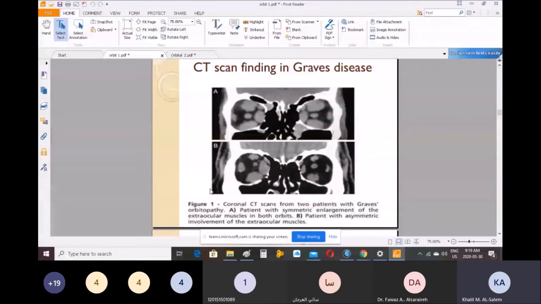So this is a CT scan showing the coronal section. As you can see, the muscles are really large. We have a large inferior rectus, medial rectus, superior rectus, and lateral rectus. And this is the optic nerve. This is the muscle of the superior oblique here. Okay, as you can see.